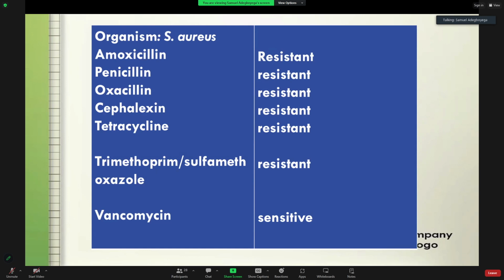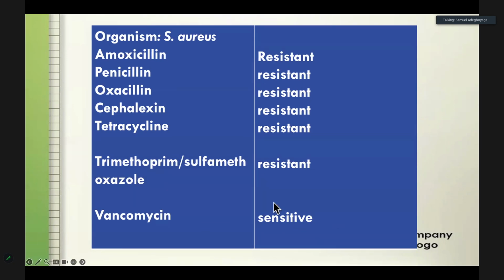Why are you wrong? Look at this. Resistance, resistance, resistance, resistance, resistance, resistance. You're only sensitive to this. What kind is that? Hospital acquired MRSA? Thank you. That's where you answer this question.